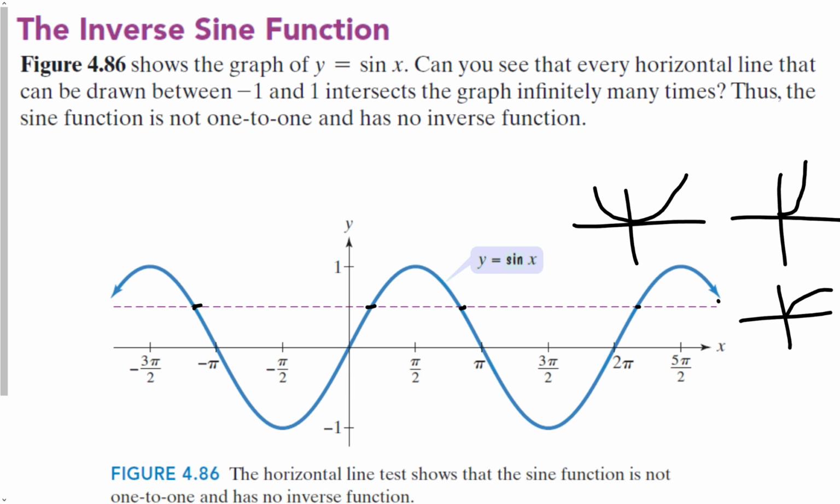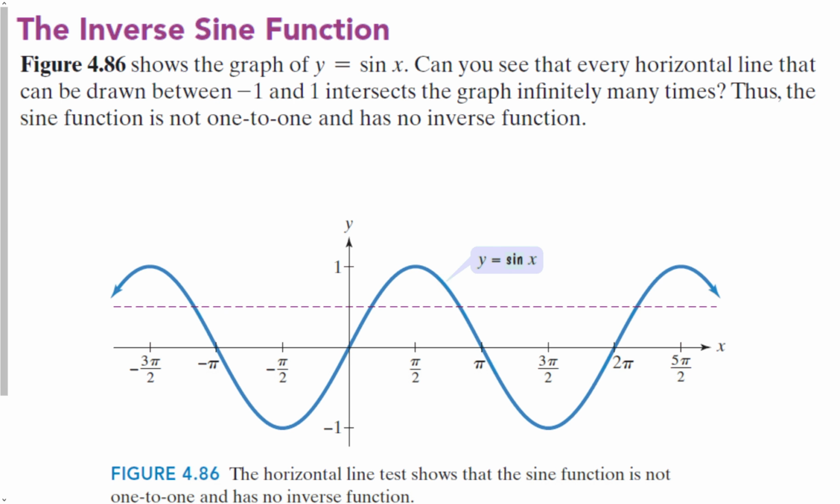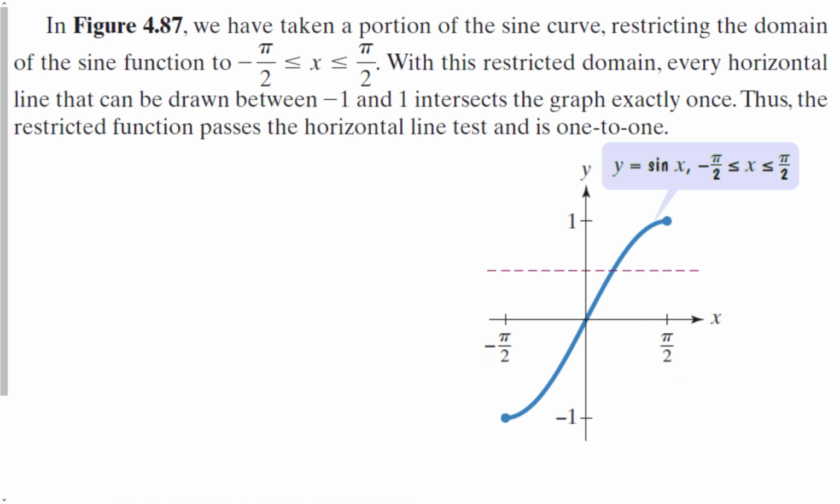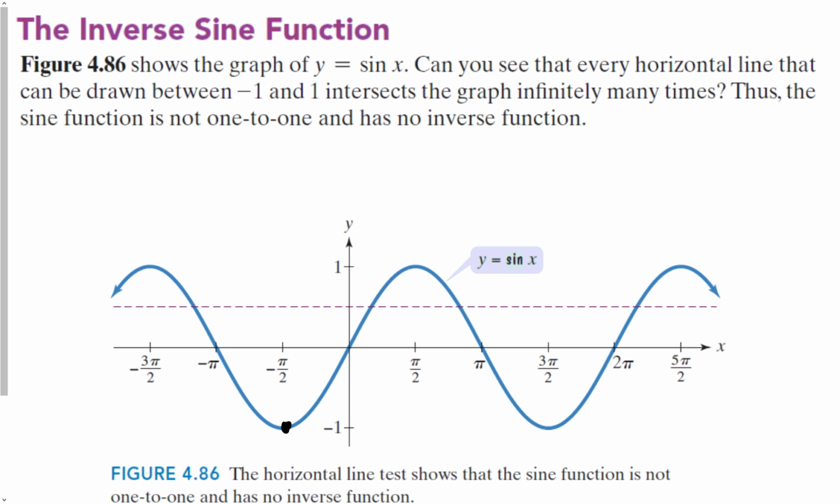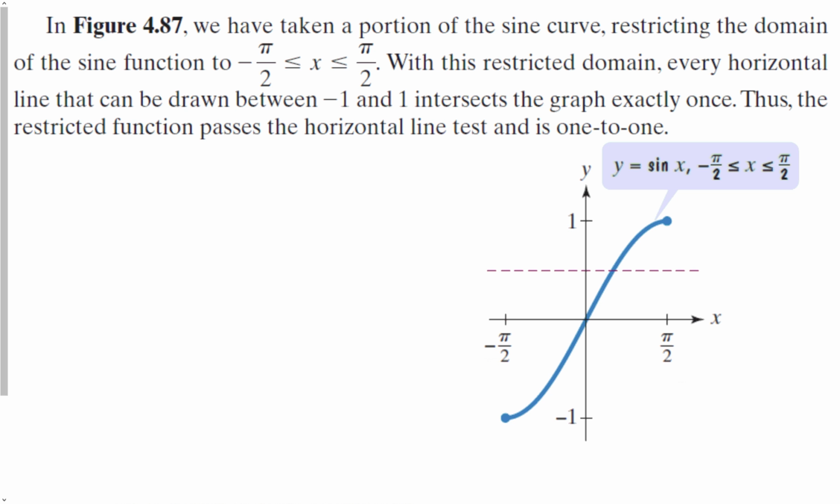So basically with a parabola, we were able to limit the domain in order to make a function that has an inverse function. We're going to do the same thing here with the sine function. We are going to limit the domain, and you can see it better here, from here to here. We're going to start at the bottom and go to the top, and this is now the limited sine function. It starts at negative pi over 2 and goes to positive pi over 2.